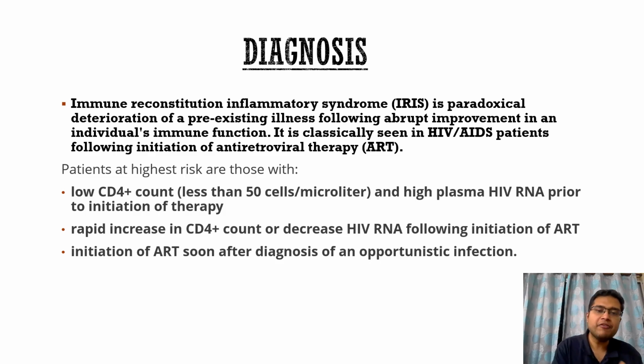This is a case of IRIS or immune reconstitution inflammatory syndrome, which is a paradoxical deterioration of a pre-existing illness following abrupt improvement in the individual's immune reaction. It is classically seen in HIV patients following initiation of ART or antiretroviral therapy, and the patients at highest risk are those with low CD4 count, less than 50 cells per microliter, and high plasma HIV RNA prior to the initiation of therapy.